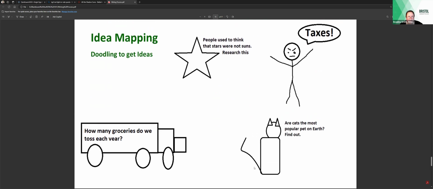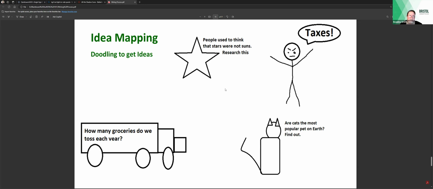Idea mapping. This was done with the wonderful Microsoft Office Paint. So idea mapping is when you doodle. If you love to doodle, I recommend this one for you. If you spend 2 hours on a doodle, this is not for you. A doodle for idea mapping really should only take you a few seconds, not an hour. And really the purpose of this is to get your ideas going.